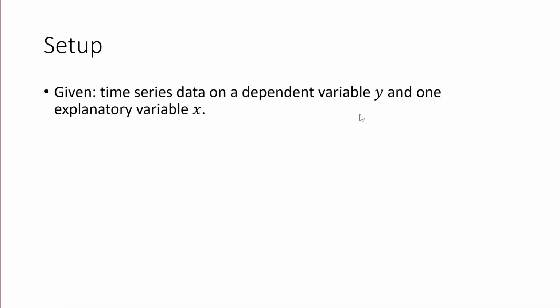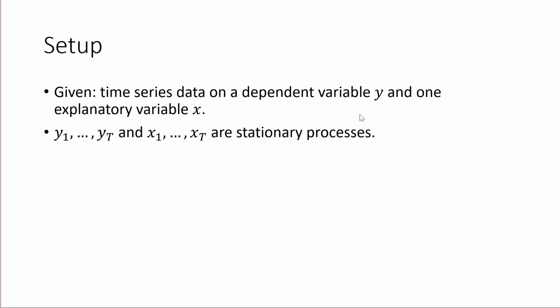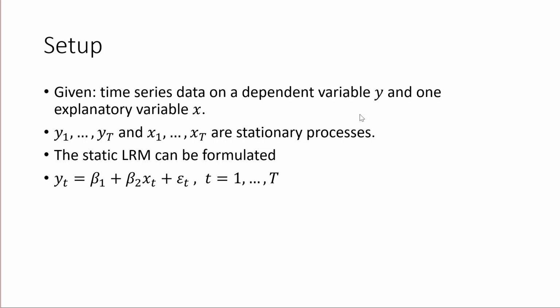Let's say that I have time series data, and to make life simple, let's say that I have only one explanatory variable x together with the dependent variable y. We assume that both of them are stationary processes, and for this simple setup, the static linear regression model is formulated like this. Note in particular that y, the dependent variable at time t, depends only on x at the same time period t. That is what makes the model static.